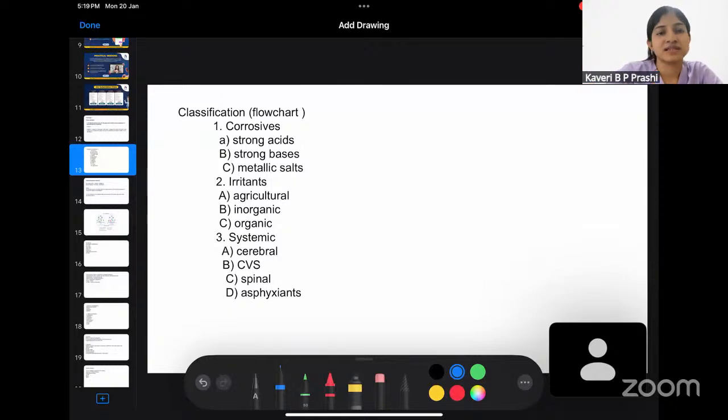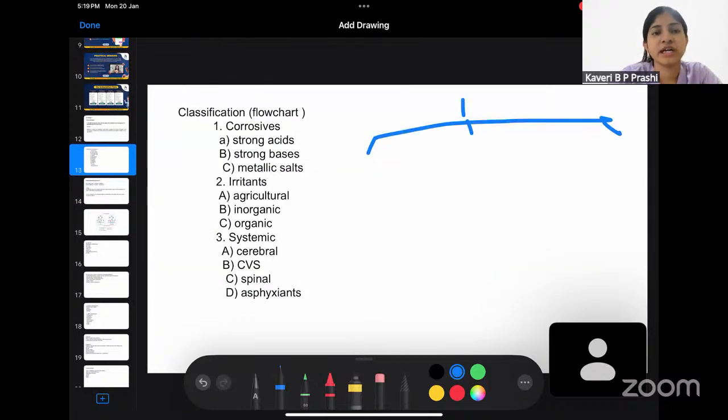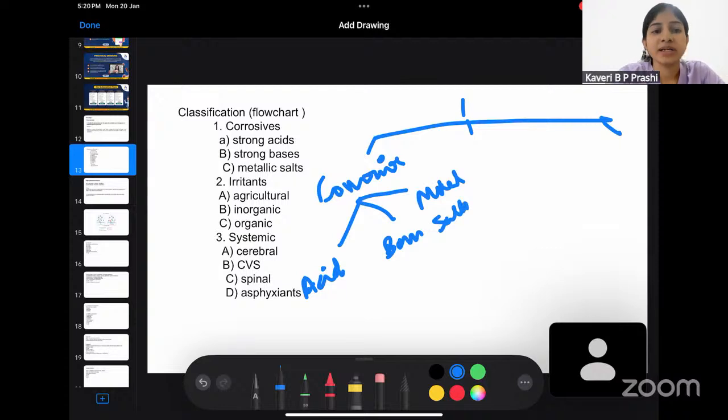So this is the classification, which for the purpose of the exam, you can put in the form of a flow chart. That is going to make your paper look more presentable. So how are you going to put it in the form of a flowchart? Number one classification of poisoning is corrosives. Under corrosives, you have strong acids and bases. And finally, you have metal salts. So these are the three things that come under corrosives.